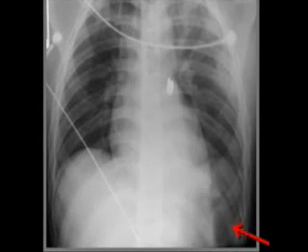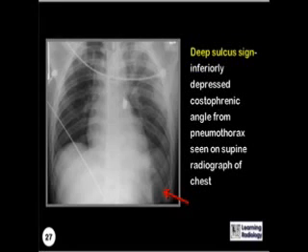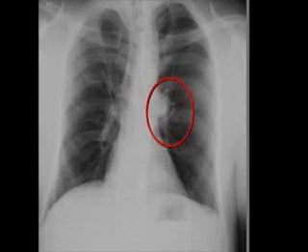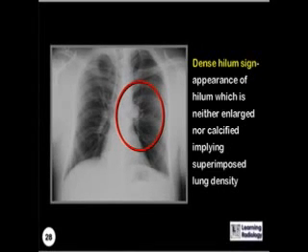What sign is being demonstrated here? This is the deep sulcus sign, which is the inferiorly depressed costophrenic angle from a pneumothorax seen on a supine radiograph of the chest. What is the name of this sign? This is the dense hilum sign, which is the appearance of the hilum, which is neither enlarged itself nor calcified, implying there is something superimposed on it in the lung.